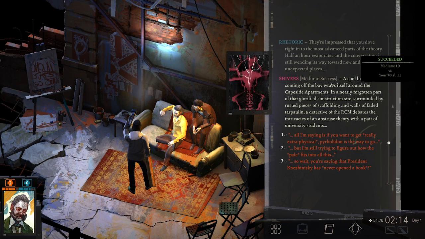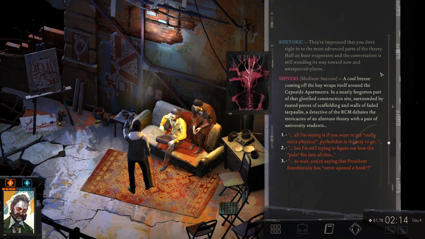Tomorrow evening. A cool breeze coming off the bay wraps itself around the Cape Side apartments, in a nearly forgotten part of that glorified construction site, surrounded by a rusted piece of scaffolding and walls of faded tarpaulin. A detective of the RCM debates the intricacies of an abstruse theory with a pair of university students. All I'm saying, if you want to get really extra physical, Pyrrolidon is the way to go. I'm still trying to figure out how the Pale fits into all of this.